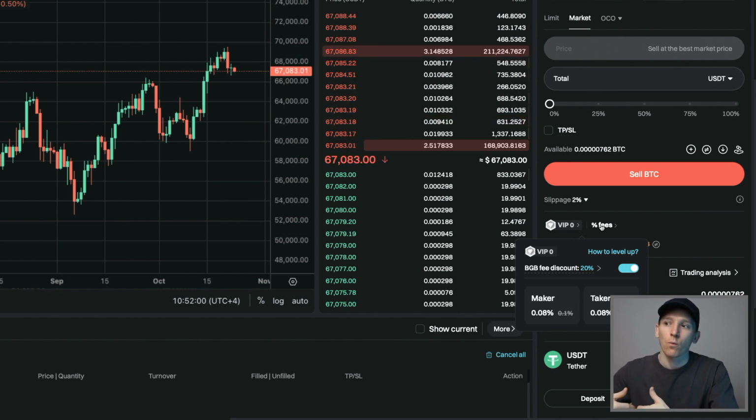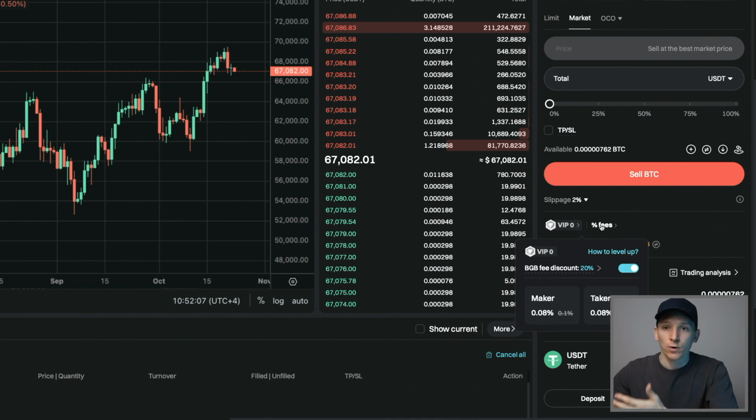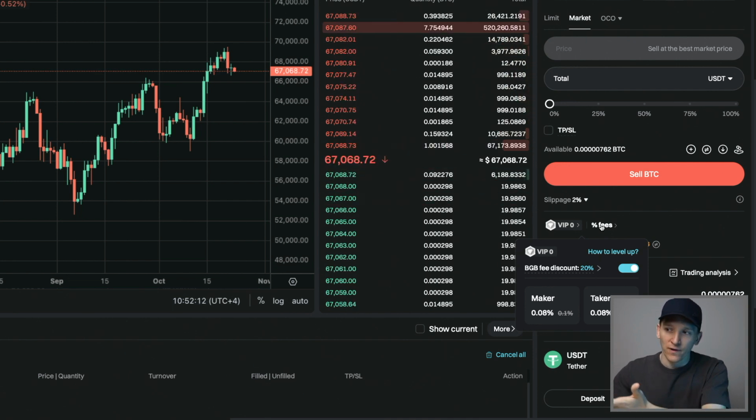Maker fees are when you use limit orders. Put your limit order away from the price. If you're a buyer, it's below. If you're a seller, it's above. And you're a maker of liquidity because you're showing your order and you're waiting for someone else to take it from you. Again, the fees are exactly the same.